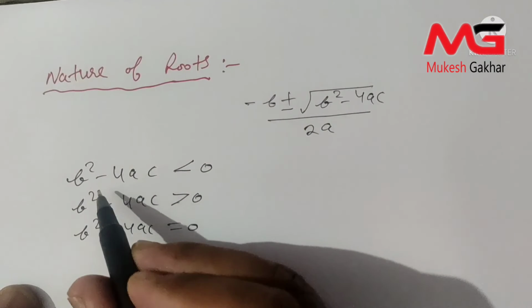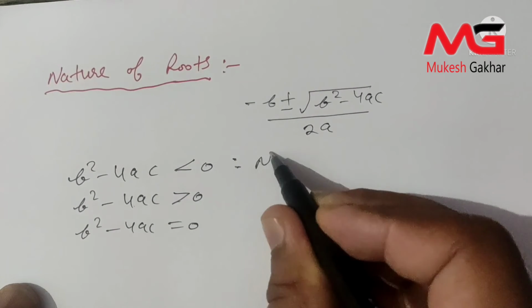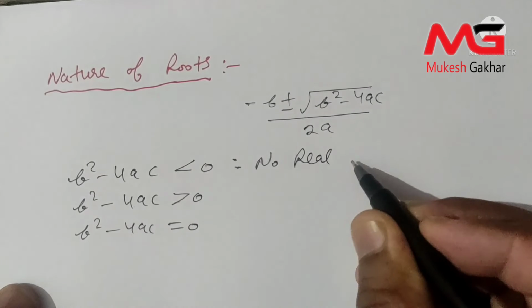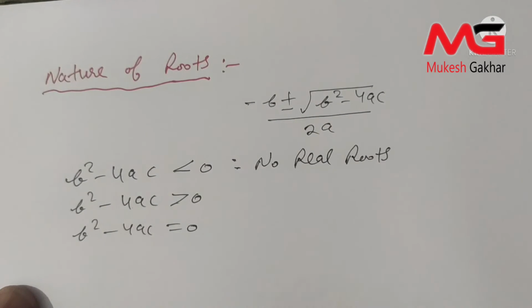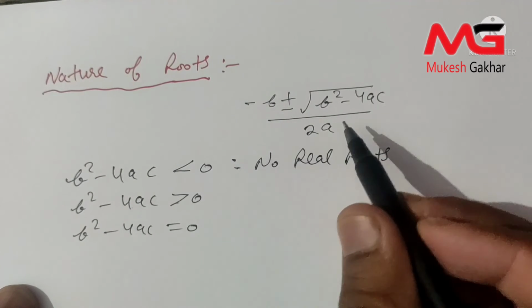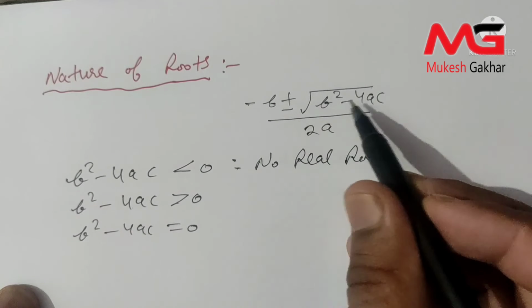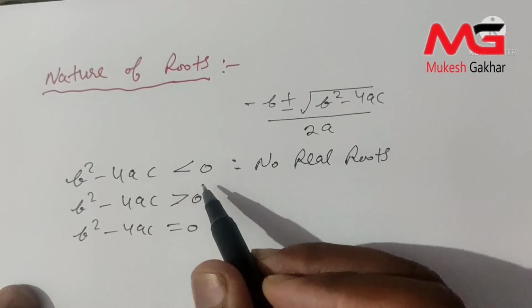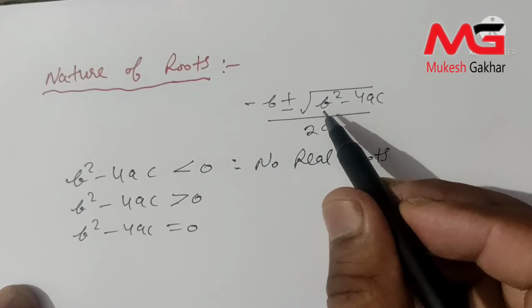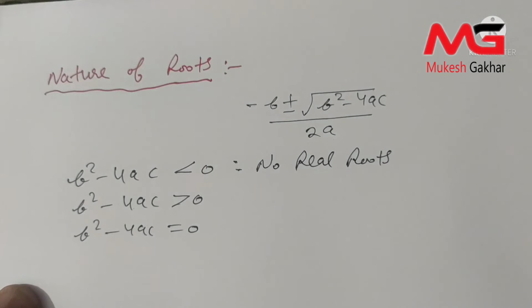When you will get answer b square minus 4ac is less than 0, then you will say that no real roots. Because when we put this value here in the quadratic formula, it will be in square root. When this value will be negative, means less than 0, then it will be negative in square root. That will not be a real number.